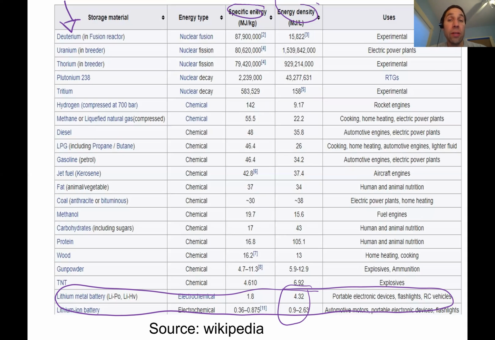You see electric powered Priuses, passenger vehicles and stuff like that. And that's largely because we still have a pretty significant limitation: these batteries are pretty heavy for the amount of energy they give us.